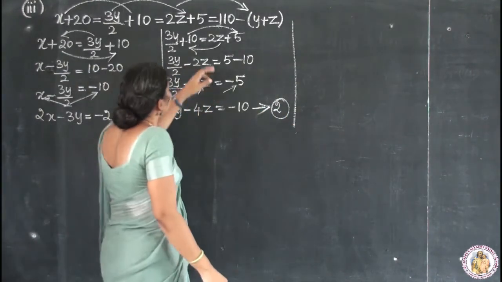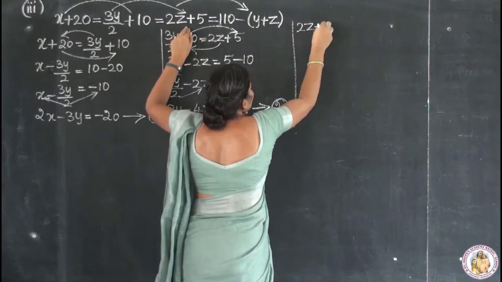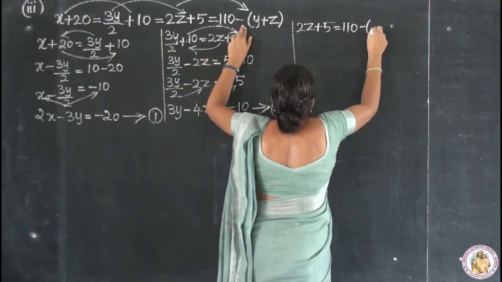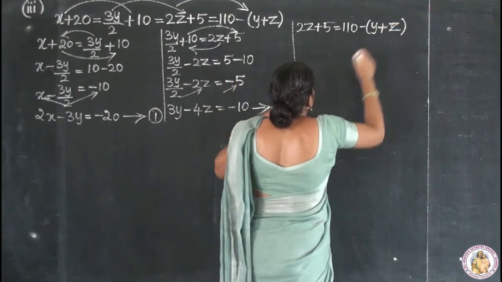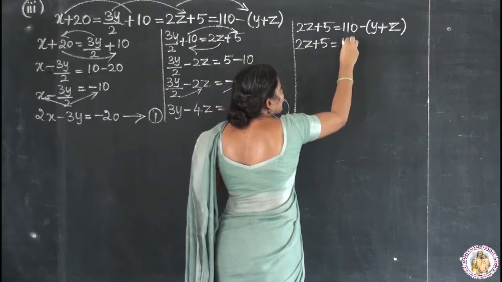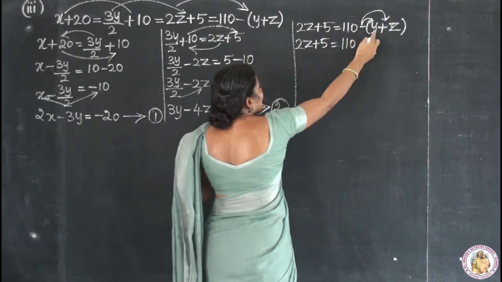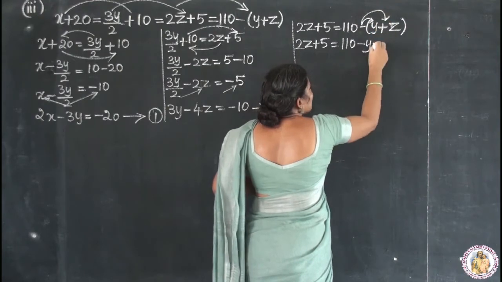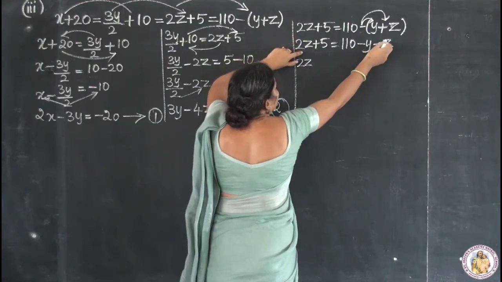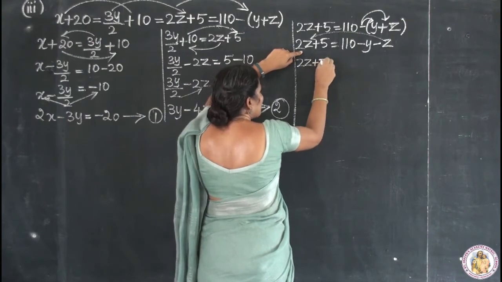Likewise, we can find the third equation. For the third equation, 2z plus 5 is equal to 110 minus y plus z. Here 2z plus 5 is equal to 110 multiplied with the bracket, minus into y, minus y, and minus into minus, plus z. Now take 2z. Here we have one more z, minus z. When it comes to the left side, it will become plus z.